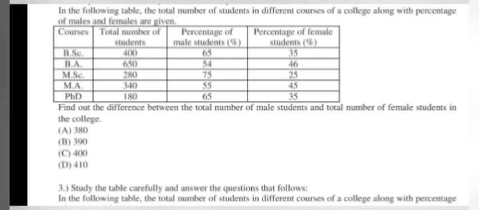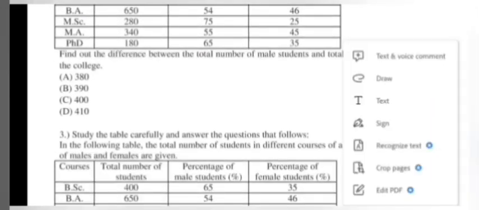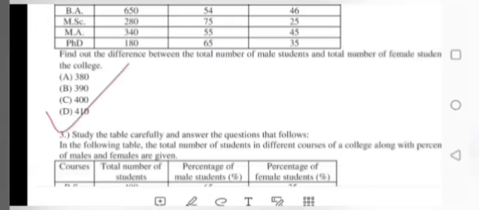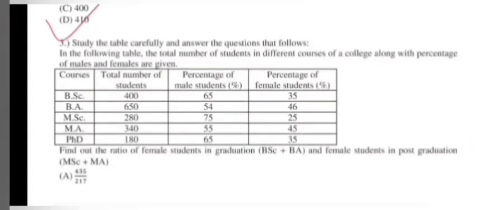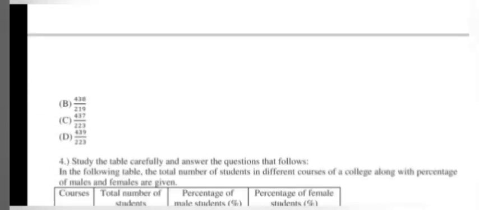It will be 410. Okay, that means number D will be correct, 410. But please verify. Verification is very necessary, it is pivotal. Next is, find out the ratio of female students in graduation BSc plus BA and female students in post graduation MSc plus MA. A, B, C, D, these are the options for you.